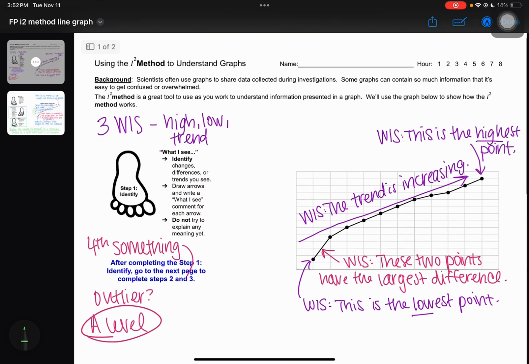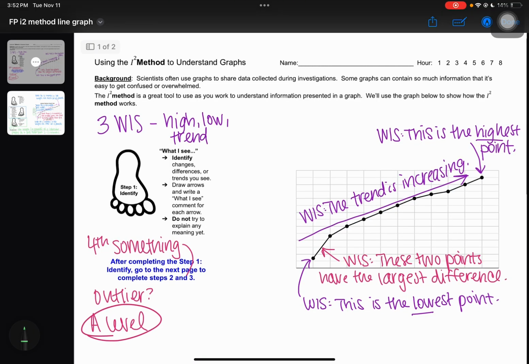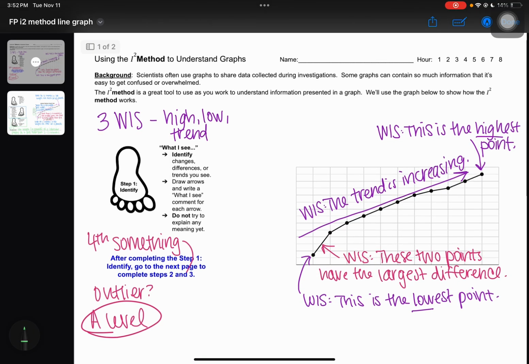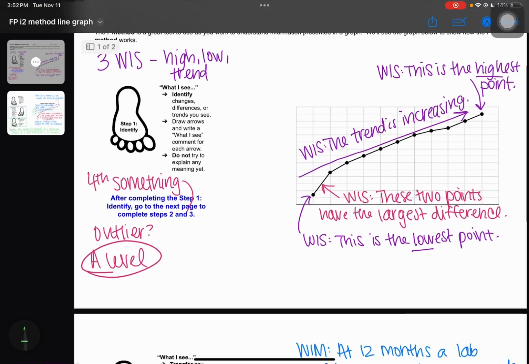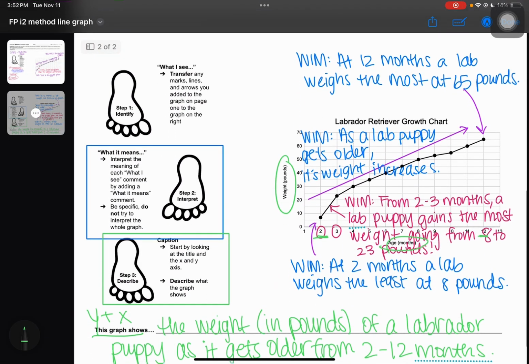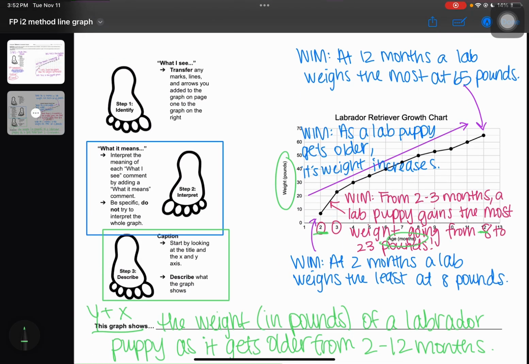Notice I'm not talking about weight or puppies or months or numbers or anything. I'm just finding the high, the low, the trend. When I flip my sheet over, that's when I get my titles and my axes labels back. And that's when I can actually start to explain the graph by talking about what each point means.